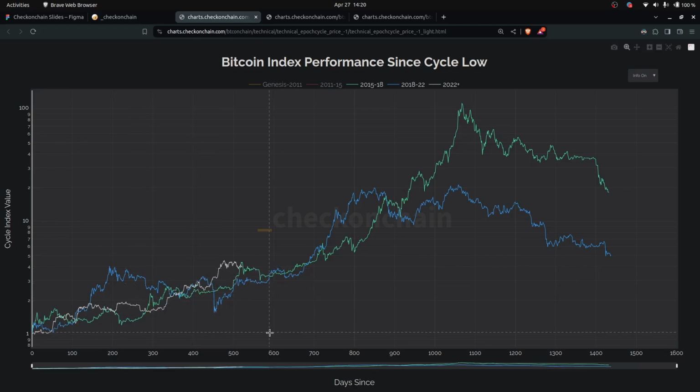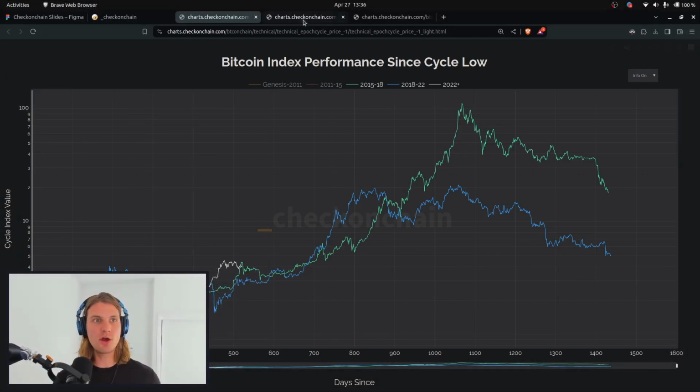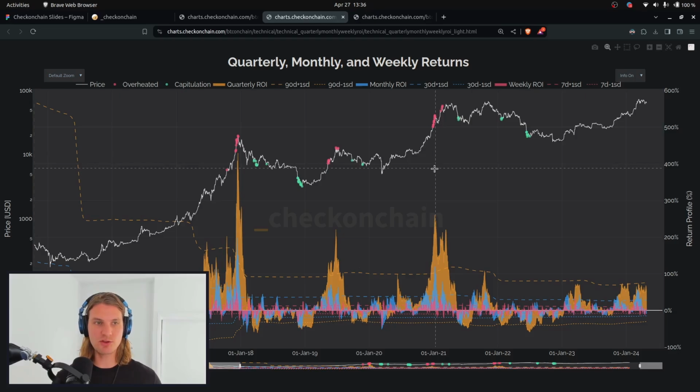Now, with these ETFs, something else that's probably worth noting, I might pull up this next chart because I actually just want the price chart for this.